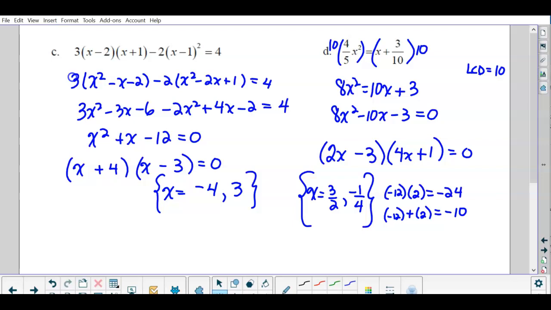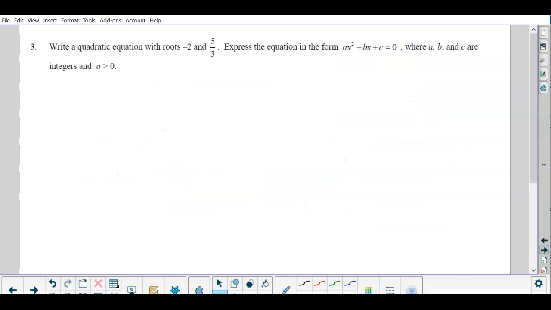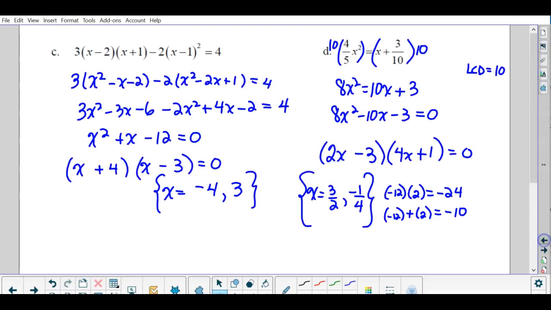Okay, so turn over to the next page. We're going to do a couple of application questions. Actually, the first one isn't really an application. It's just working backwards from what we've been doing. So it says, write a quadratic equation with those roots. So now, the roots are there. We have to work backwards and show it in standard form.